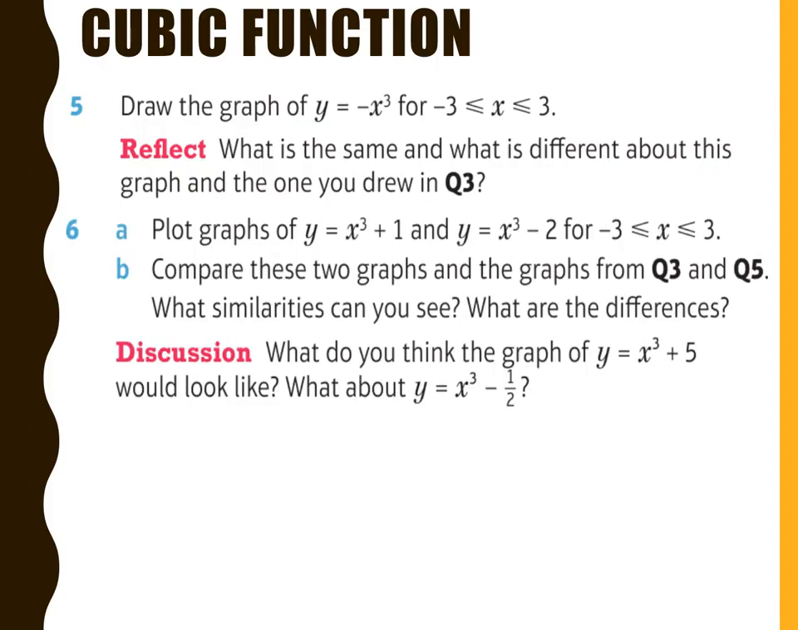And then I want you to draw y equals x cubed plus 1 and y equals x cubed minus 2 for -3 to 3. Any graph you draw, you need to have a table of values first, and then you plot your points. What do you think the graph y equals x cubed plus 5 would look like? And what do you think y equals x cubed minus a half would look like?